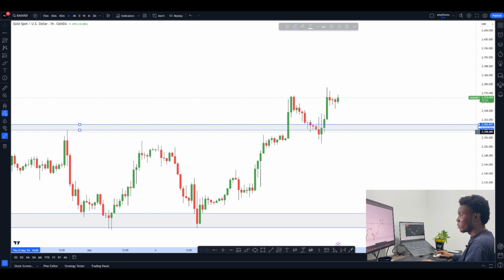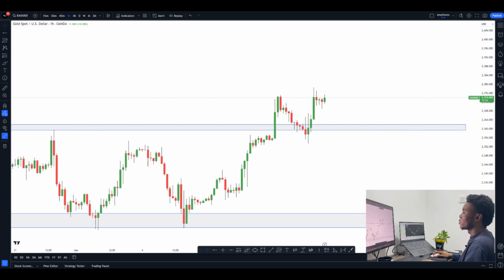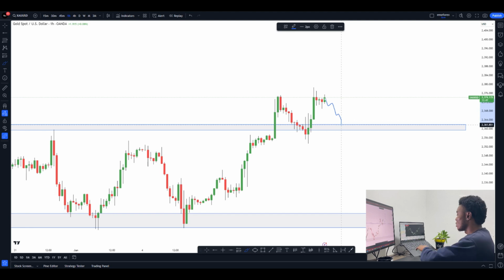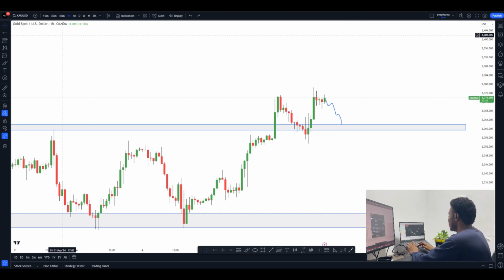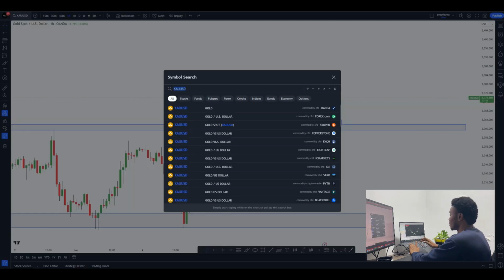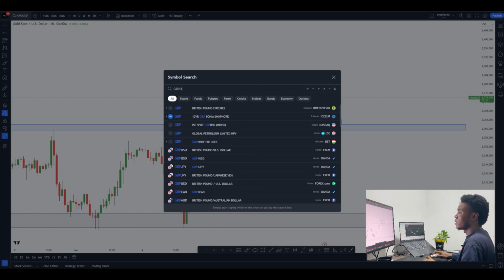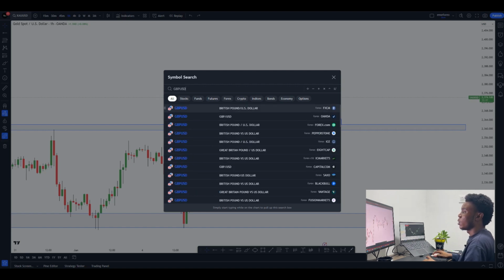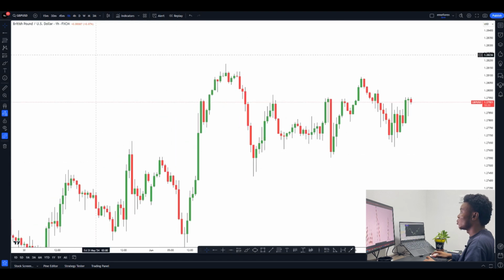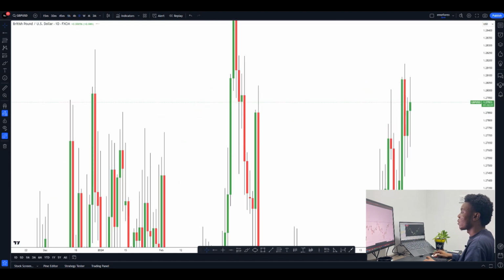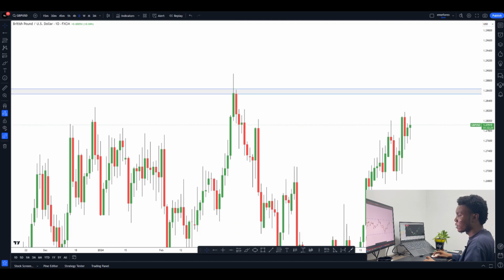So what we want to look out for is some pullback. Maybe we can retest this level, then we start looking for those buy positions on gold. Now, the last thing we want to take a look at is GBP USD. GBP USD is also closely related to DXY and to the dollar. Why? Because the common denominator here is the dollar.